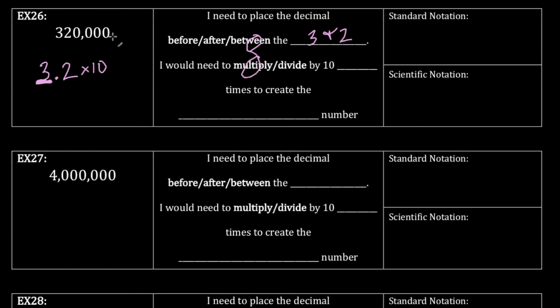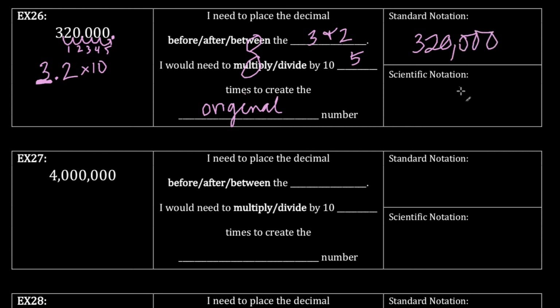Okay, so remember, my decimal was originally here. If I put it here, I would need to multiply 1, 2, 3, 4, 5 times 10. I would need to multiply by 10 five times in order to get back to the original number. My standard notation was 320,000, and my scientific notation is 3.2 times 10 to the 5th. I forgot to put that over there. 10, 5 times.